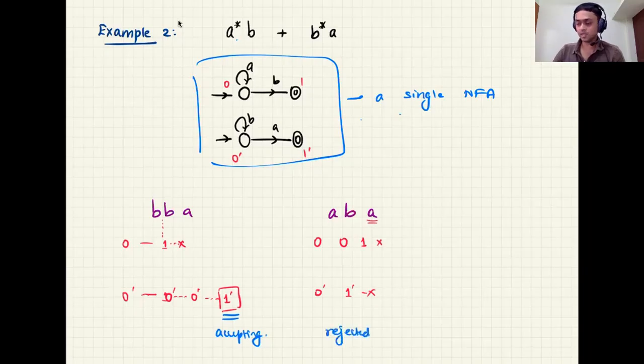So it's the same idea as DFA, except that there will be several runs now. In the previous case, the run looked like a tree because there was a single initial state. Here, it's like a forest. There are several runs, multiple runs. Just think of it as you're enumerating all possible runs. If at least one of them leads to an accepting state, you are happy.